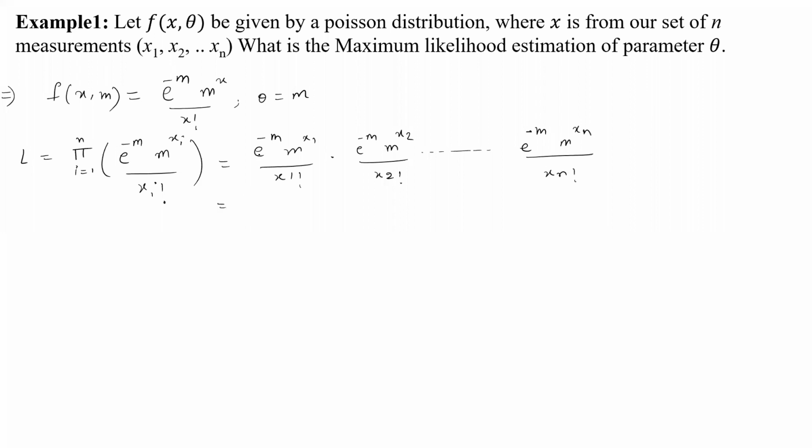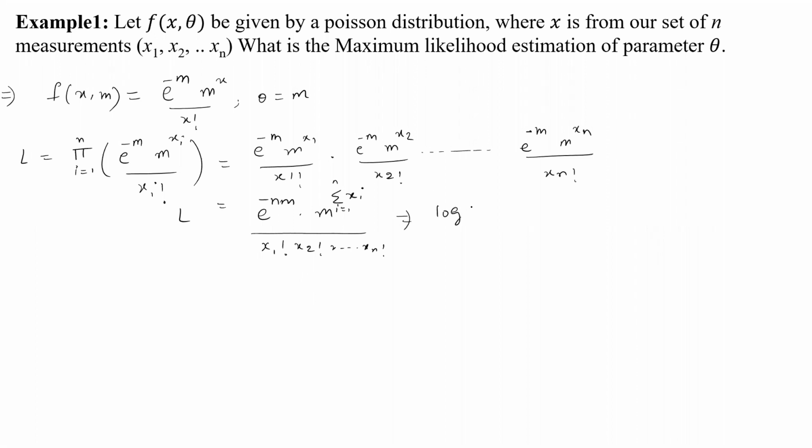So what we get here is that e power of minus m is multiplied n times. This will be e power of minus nm into m power of x1 plus x2 plus up to xn, you will get. So I will write this as summation of xi, with i from 1 to n, whole divided by x1 factorial, x2 factorial up to xn factorial. So this is your likelihood function. Now I have to take the log on both sides.